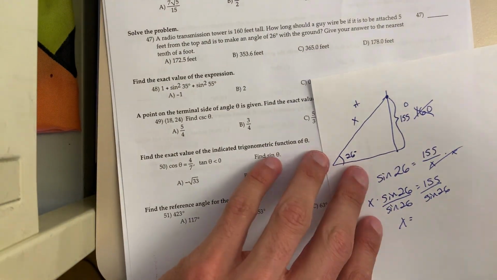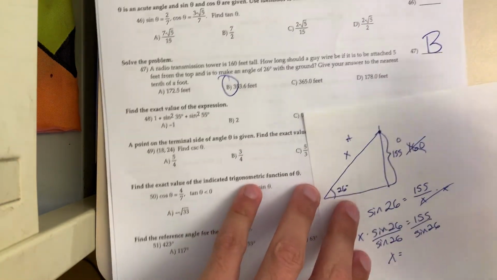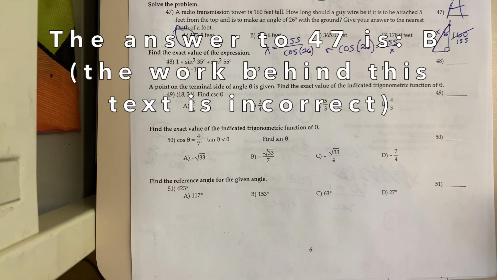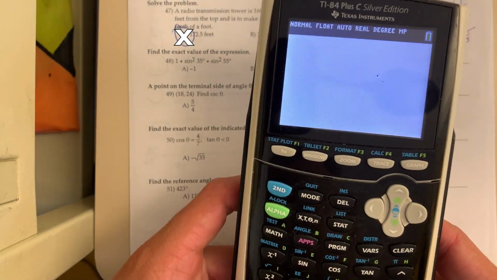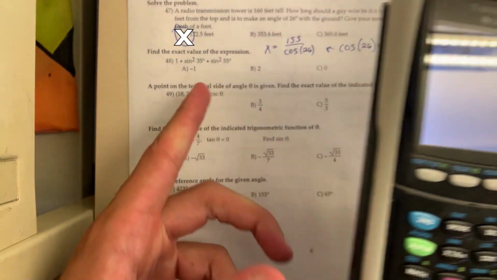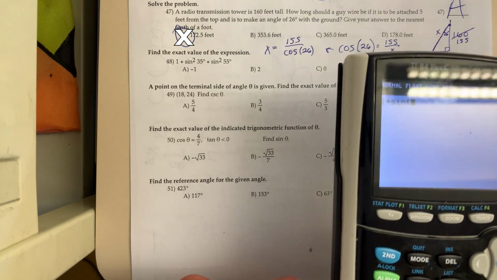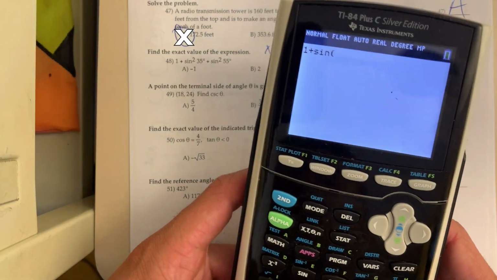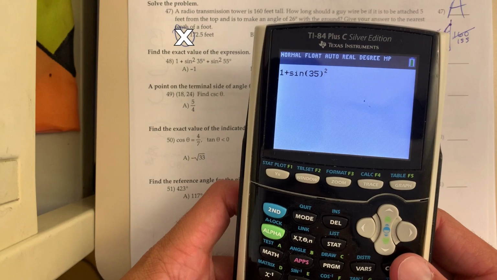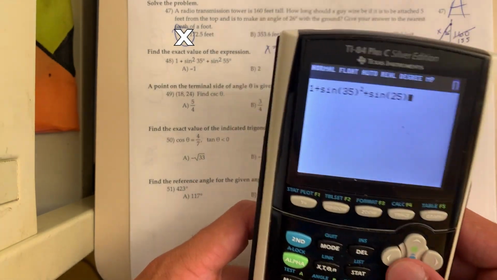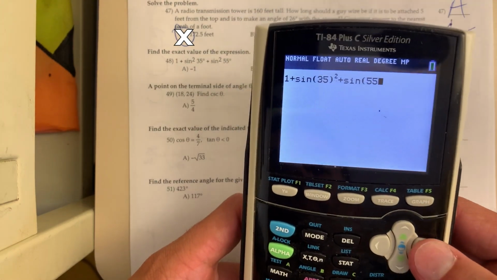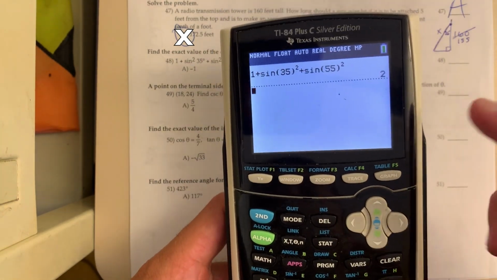353.58 or 353.6. Answer option B. All right, 48 is kind of a weird question, right? 1 plus sine squared 35, sine squared 55. To be honest, guys, this is just calculator. So 1 plus sine, and you type it in your calculator differently than this. This wants you to square. We actually type the angle in first and then square it into the calculator. So sine 35 squared, sine 55 squared.